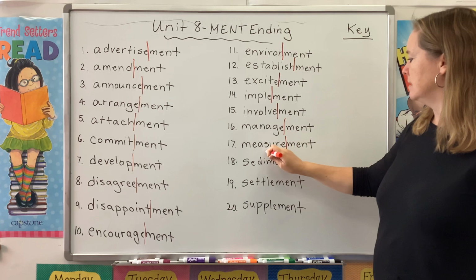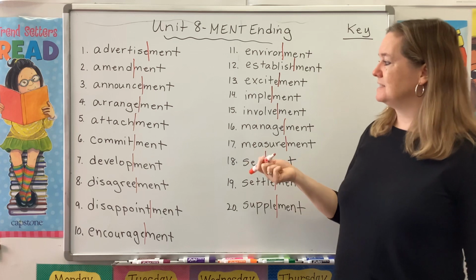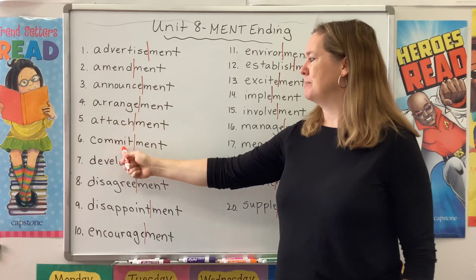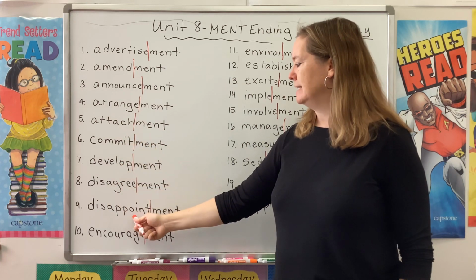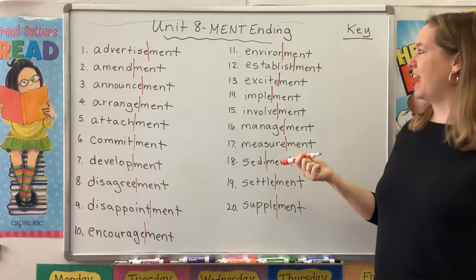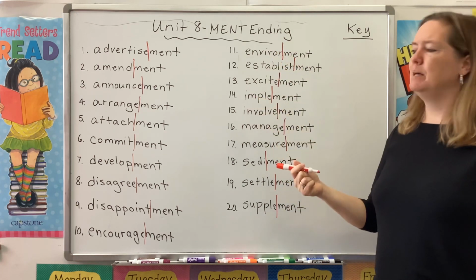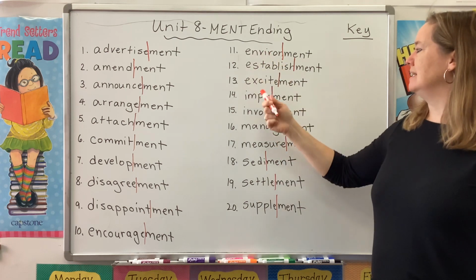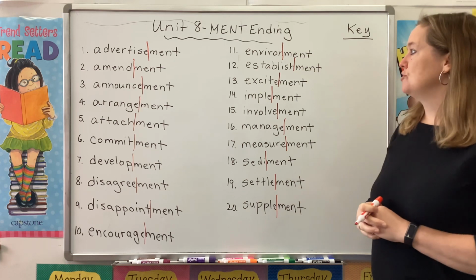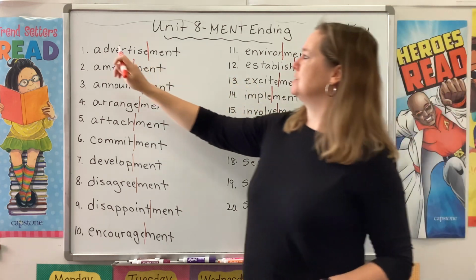Now, in most of the words, you can see the verb, right? Advertise, amend, announce, arrange, attach, commit, develop, disagree, disappoint, encourage. But then we have some words like environment. Well, what does it mean to environ something, right? What does it mean to implement something? So these are cases where that MENT isn't tacked on neatly to a verb, but that's okay. All right, so we have our syllable breaks. Let's go back and just finish breaking them up.